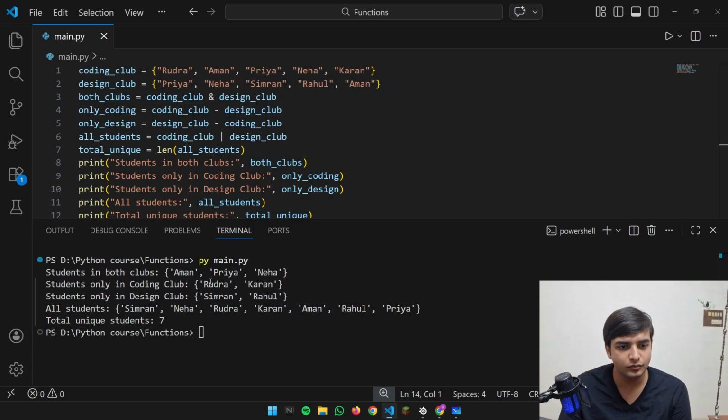So yeah, I guess they have done this, like both clubs, yeah, sure, that works. And the union means the union of both the sets. Only coding means only the students unique to the coding club. Only design means unique to the design club. All students basically means all the overall students we have.